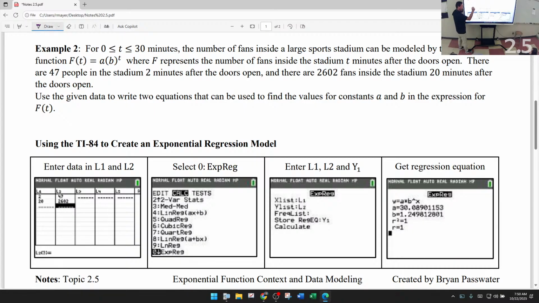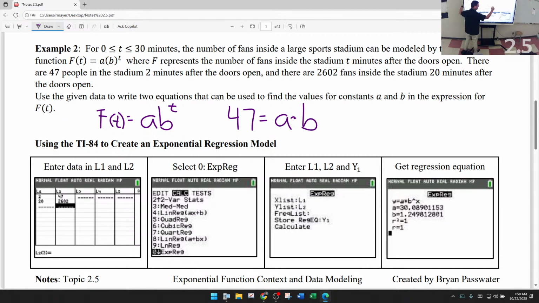So I already know that f of t is equal to a b to the t. Well, that's not going to solve anything. It tells me to write 2 equations. So I'm going to write 2 equations, and I'm going to put 47 for y. I have no idea what a and b are. I'm going to make sure there's a multiplication sign there. And then I'm going to raise b to the 2nd power, because at 2 minutes there's 47 people. And then I'm going to write another equation that tells me what? At 20 minutes, there's 2602 people.